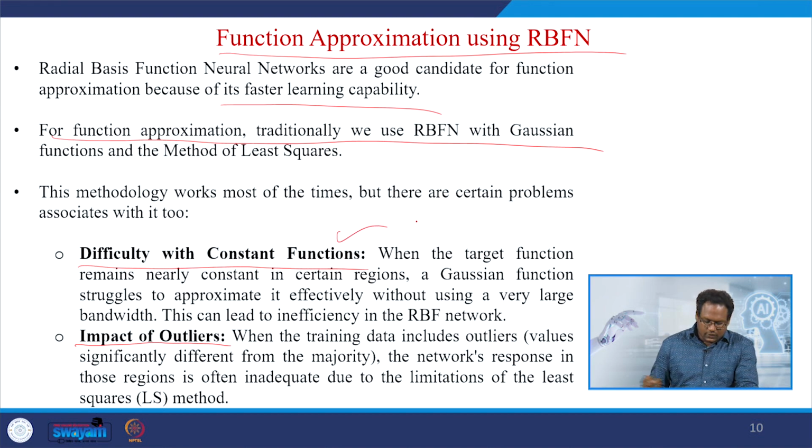First, let us see what is the difficulty associated with the constant functions. When the target function remains nearly constant in certain regions, a Gaussian function struggles to approximate that constant curve effectively without using a very large bandwidth, and this can lead to inefficiency of the network performance. And also there is an impact of outliers. When the training data includes outliers, which means values significantly different from the majority, the network's response in those regions is often inadequate due to the limitations of the least squares method.